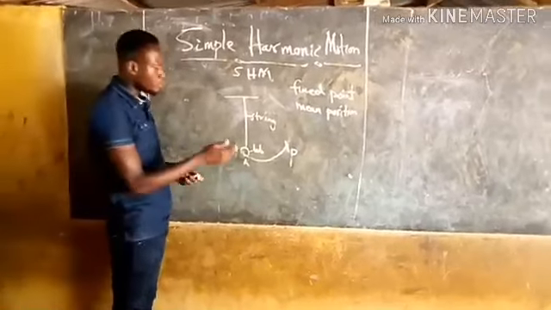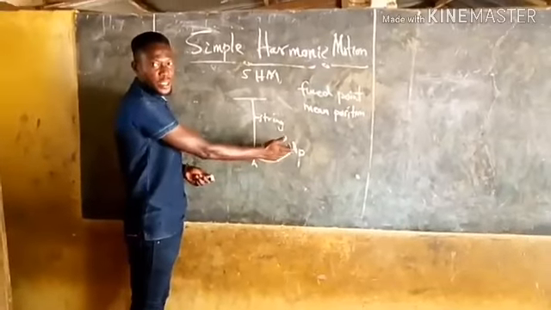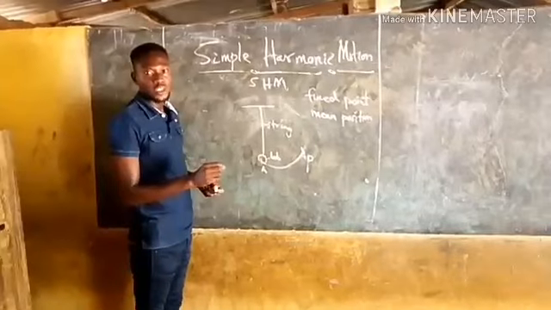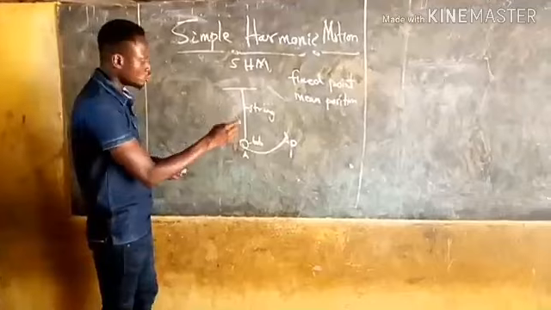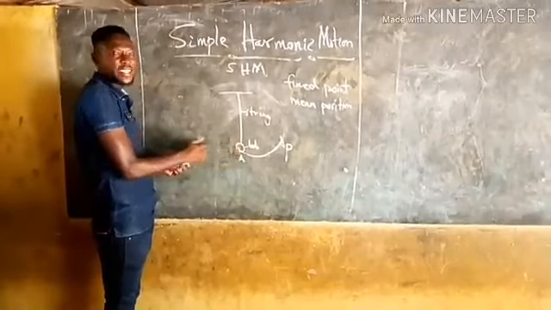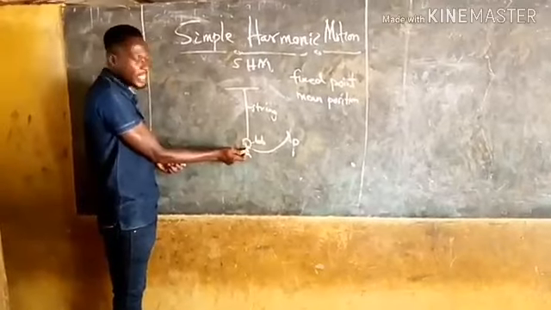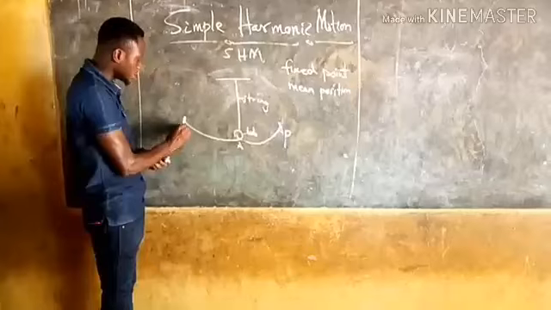Now as the ball moves from the mean position to the extreme end, point P, you will see that the ball, or the oscillating mass, does not stay at point P. It moves back through the mean position to the other extreme end. So the ball will move across the mean position A and get to the other extreme end, and let's label that as Q.